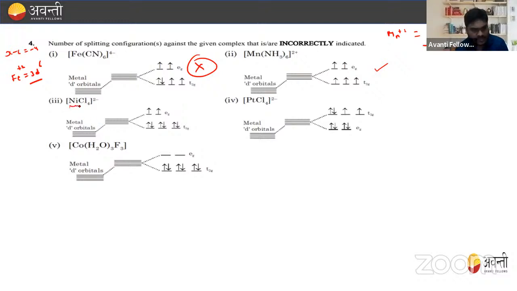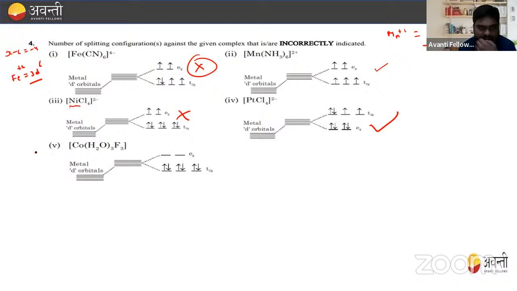Now, NiCl4. This is a tetrahedral complex. So in tetrahedral, this is incorrect, right? Because this splitting is not possible in tetrahedral. In tetrahedral, eg comes downward and t2g comes upward. So this is absolutely incorrect. Now, PtCl4. In PtCl4, this will be possible. Repulsion. This is 1, 2, 3, 4. This is yes. So this is in case of eg. eg is downward. Yeah, this is correct. So this energy gap is very different. So 1, 2, 3, 4, 5, 6, 7, and 8. So this is absolutely correct. This one is correct, and this one is correct too.